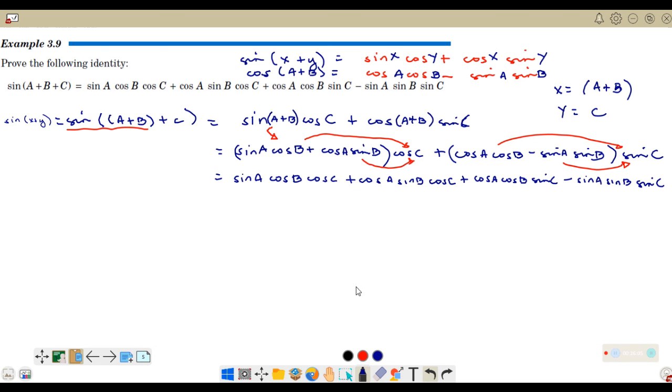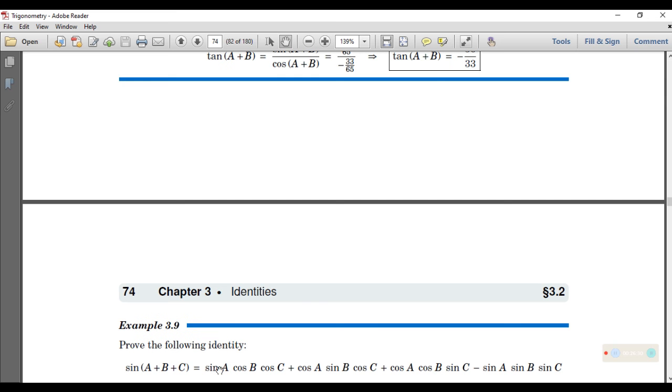Equal na yung identity natin. So, we have already proven that sine A plus B plus C is equal to sine A cosine B cosine C. This is the first term. Plus cosine A sine B cosine C. This is the second term. Cosine A cosine B sine C. This is the third term. And negative sine A sine B sine C. The last term.